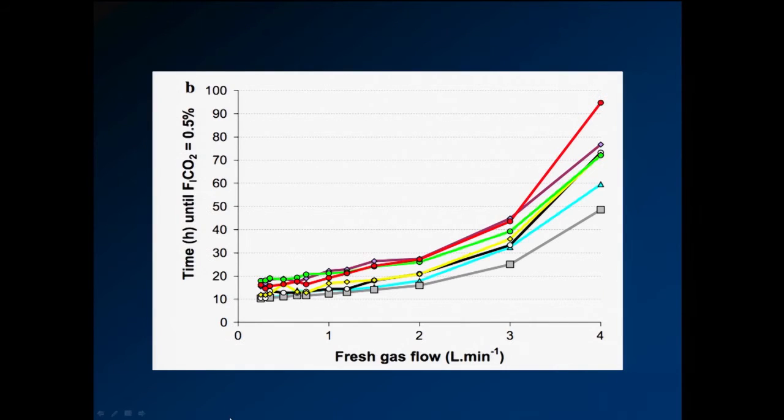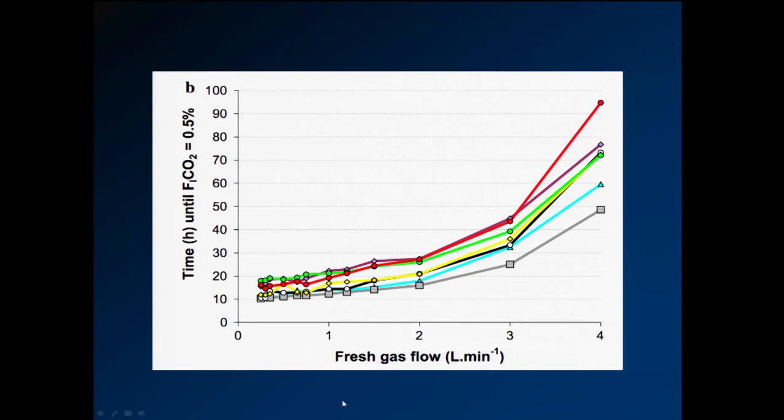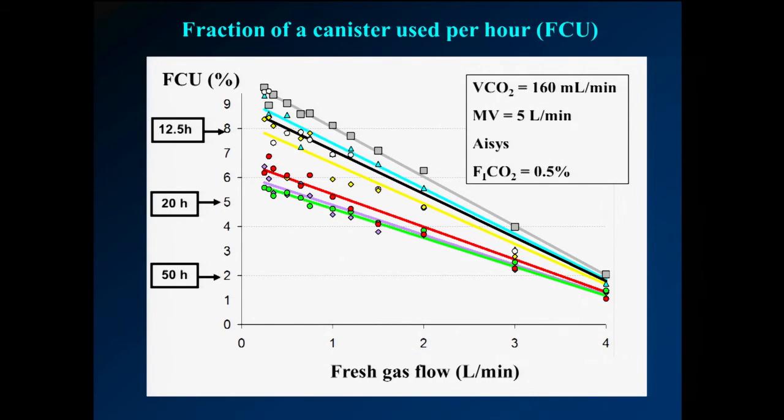I'm going to go back here. This canister, for example, lasts 50 hours. And that means that 2% of that canister is used per hour. Another canister may last 20 hours, for example here. That means 5% of the canister is used per hour, and if it lasts 12.5 hours, it's going to be 8%. So that's the percentage of the canister that we use per hour under these conditions. And if I then plot the results, I get this. Again, it's just a linear relationship. As fresh gas flow is lowered, canister usage increases linearly.